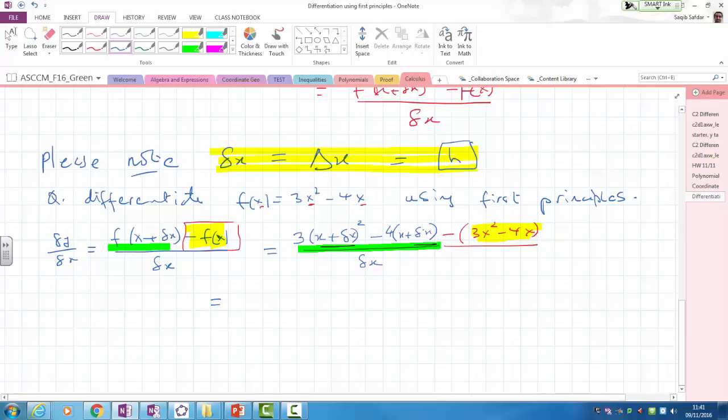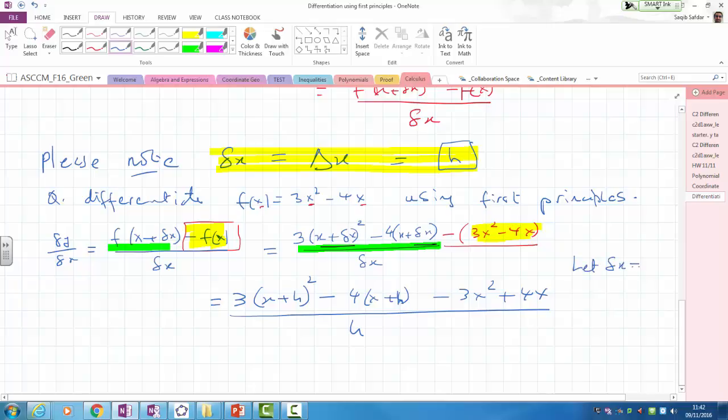Do you want me to use the h letter instead of delta x? Yes. Alright. So let's write down 3 times (x plus h) squared, take away 4 times (x plus h), take away (3x squared plus 4x), divided by h. So let's write down, let delta x equal h. So we'll just use the h notation.